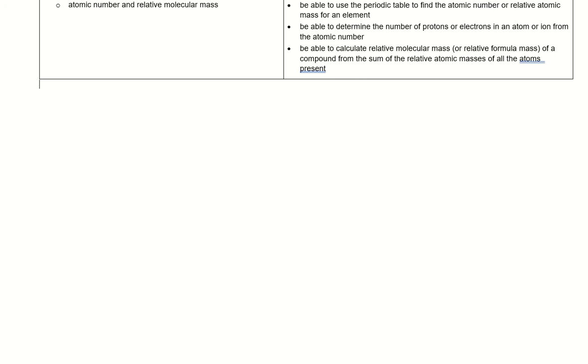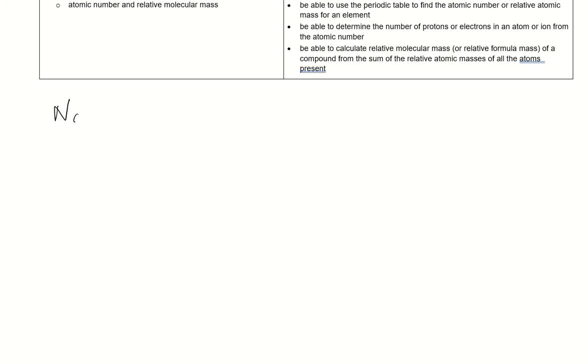Okay, so in this video we're looking at atomic number and relative molecular mass. Hopefully this one should be fairly straightforward. A lot of it's very similar to GCSE. So first, be able to use the periodic table to find the atomic number or relative atomic mass for an element. Now most periodic tables have actually got this key on them, so that should be fairly straightforward.